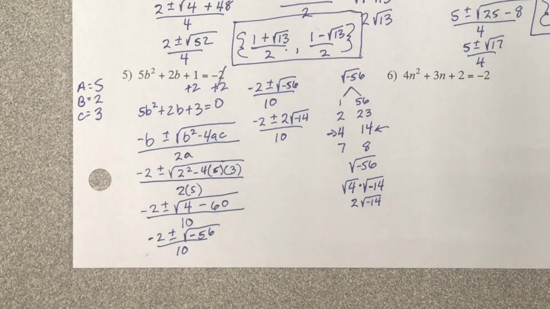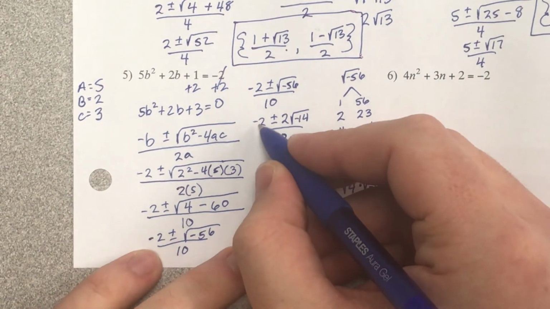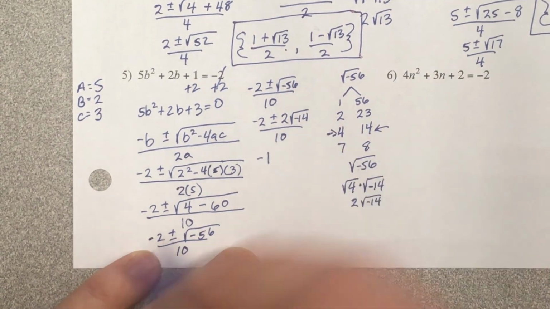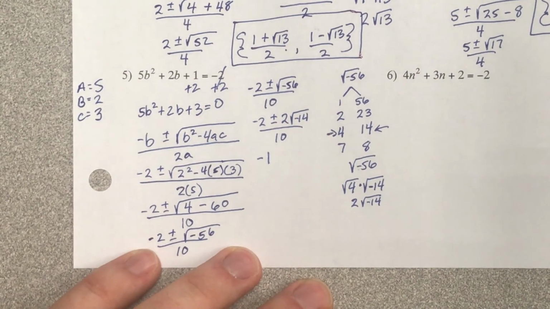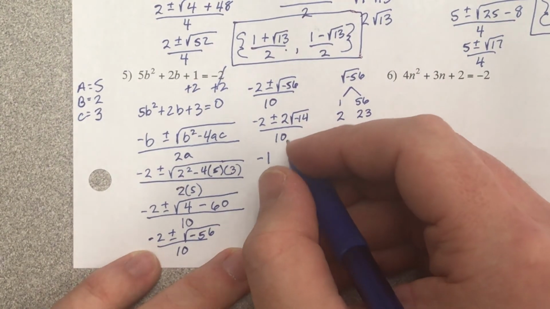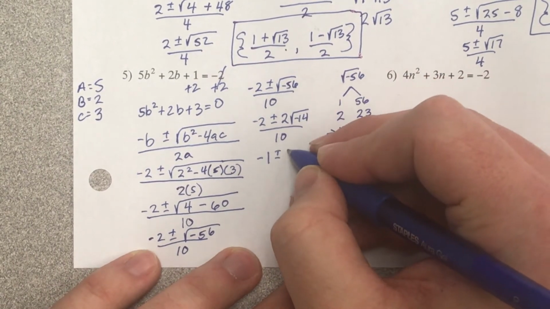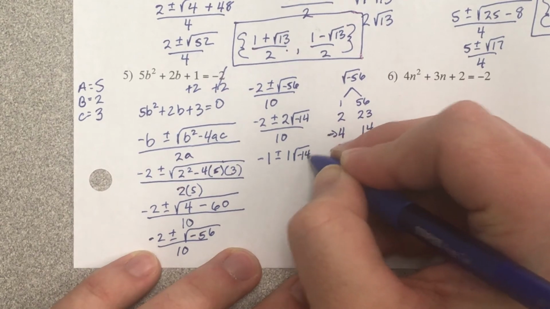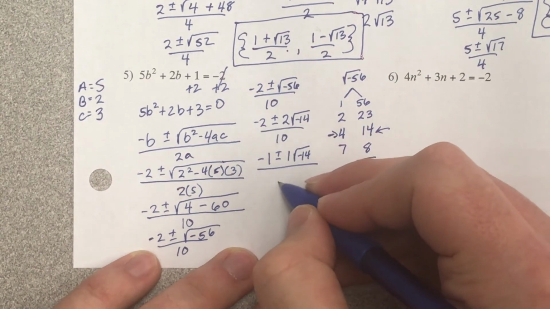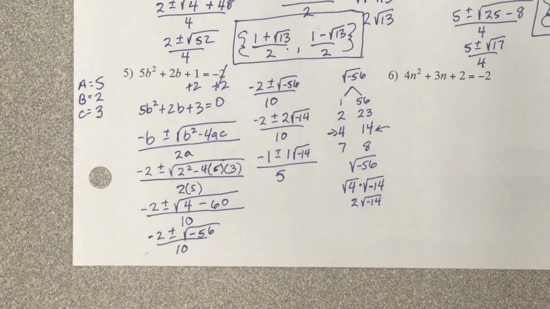Sorry, something looked a little weird there. 2 will go into negative 2, or excuse me, 2 will go into negative 2 negative 1 time. And then we have plus or minus 1 times the square root of negative 14 again, and then 2 will go into 10 5 times. So we have negative 1 plus or minus 1 times the square root of negative 14 over 5.